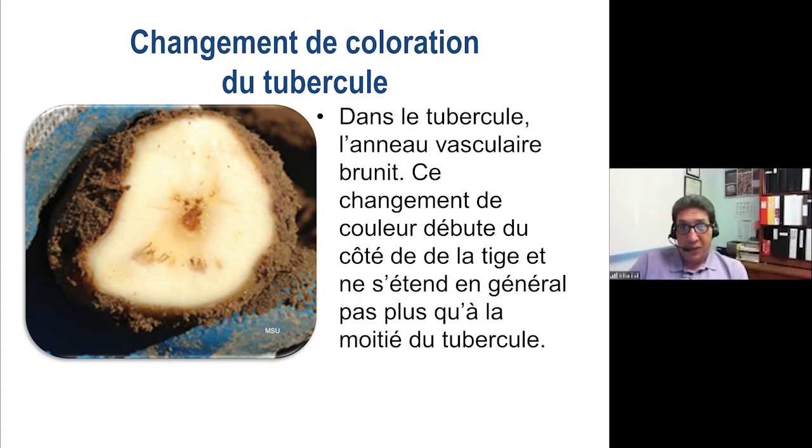Tuber discoloration is another symptom. So in the tuber vascular system or ring, you can see that the tissues turn brown in color. That brown discoloration usually starts at the stem end, but it doesn't go too far. It doesn't extend usually more than halfway through the tuber.